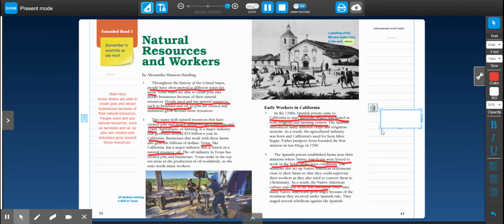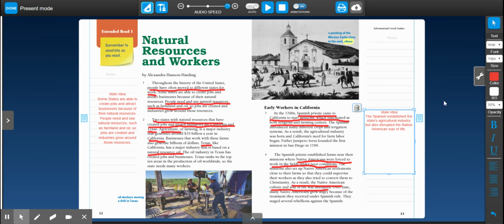All right, now I want to come up with a main idea for this section. I want to say the Spanish established the state's agricultural industry, but also disrupted the Native American way of life.